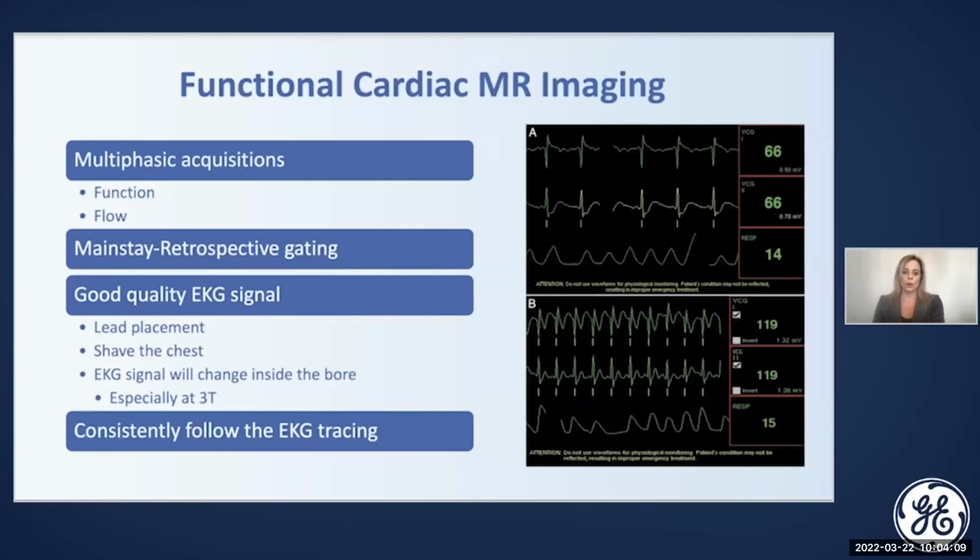When we talk about functional cardiac imaging, we're really referring to our multiphasic acquisitions that allow us to acquire function and flow. And our mainstay is all with retrospective gating. So it's very important to have a good quality EKG signal. So really take the time to put in accurate lead placement on our patients. With a lot of chest hair, make sure you shave the chest, and evaluate the EKG signal not only outside the bore, but look at the changes that happen even when you go inside the bore, which are always noticeable, even more so at 3T. And then consistently follow the EKG tracing over time to look for patterns.